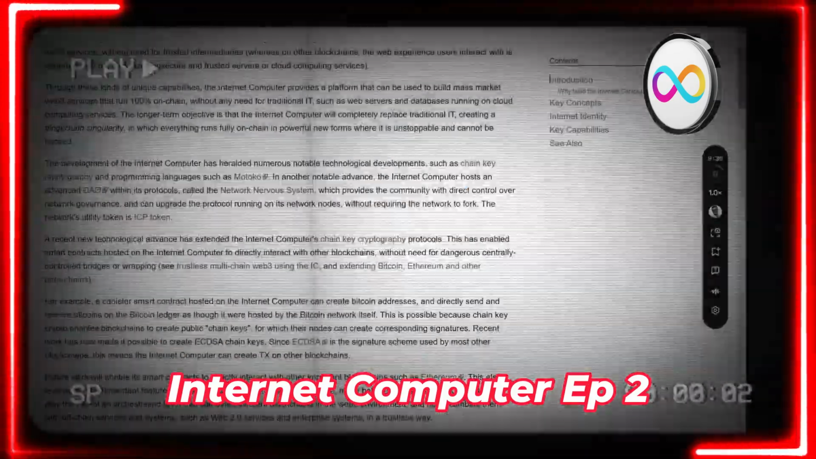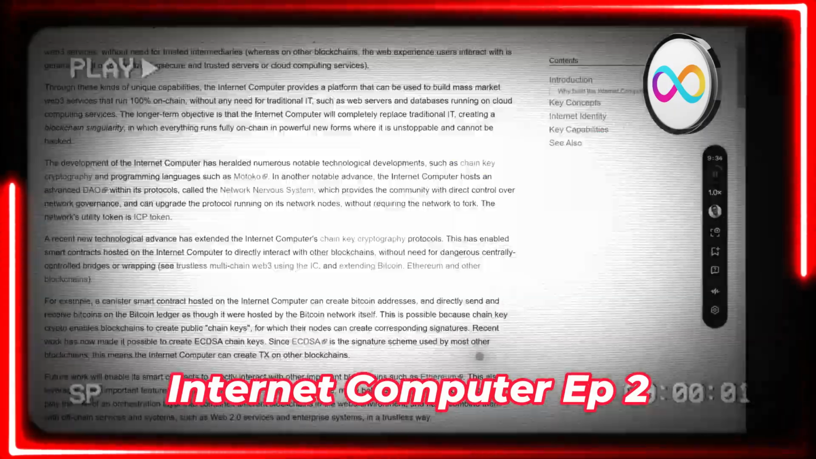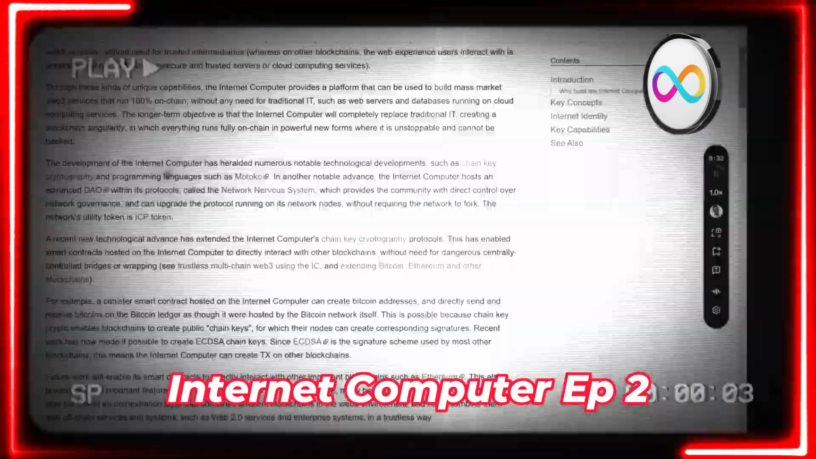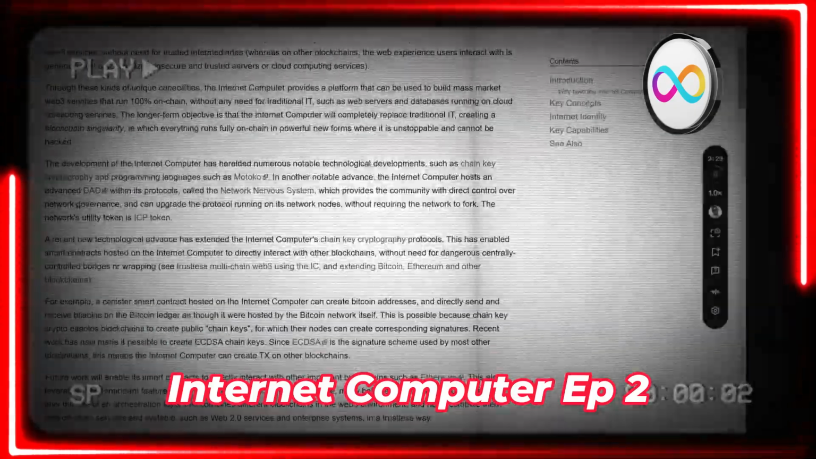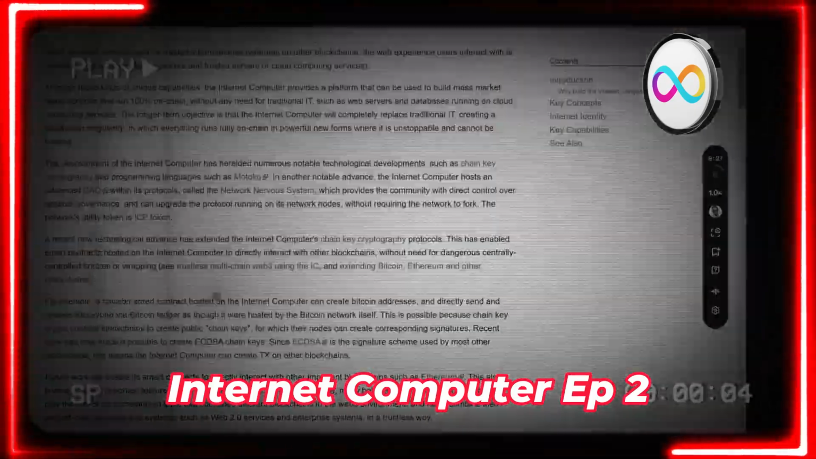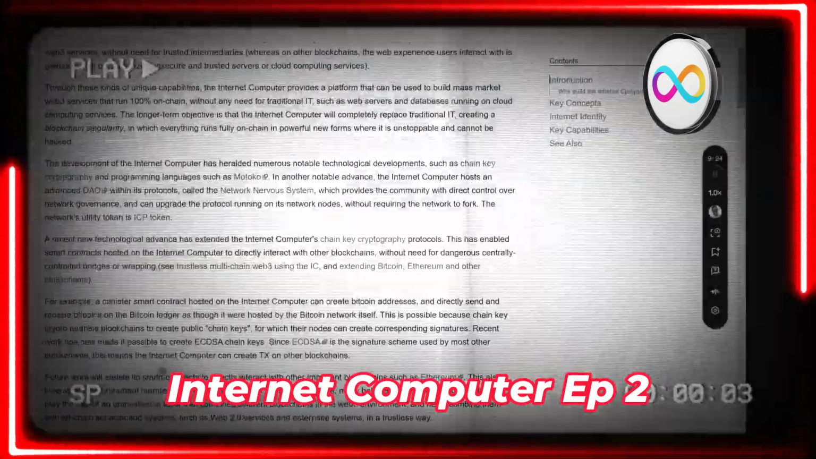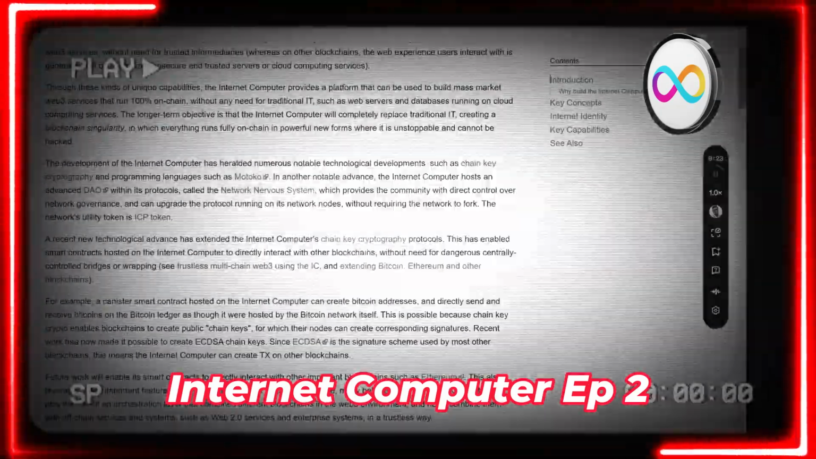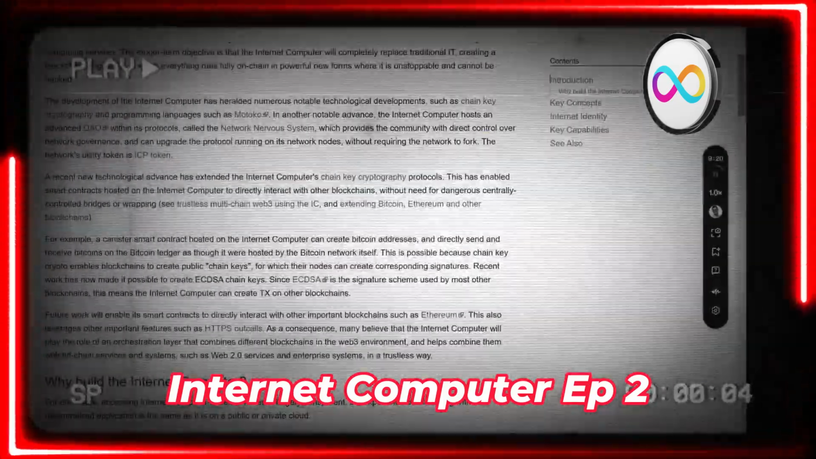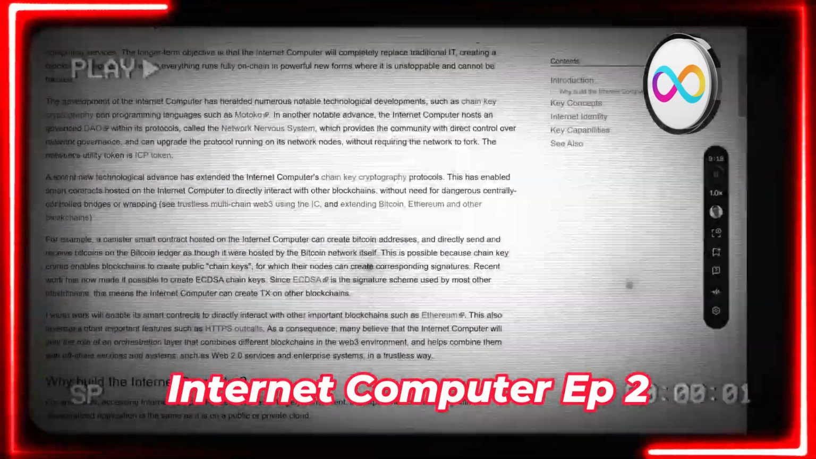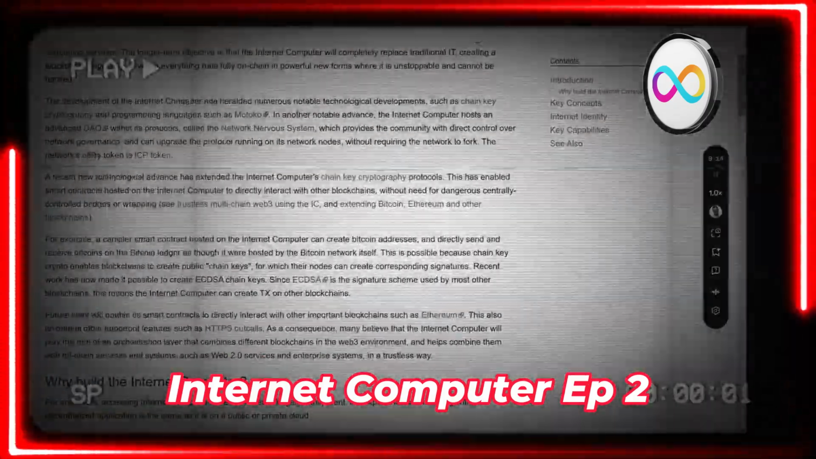A recent new technological advance has extended the Internet Computer's chain key cryptography protocols. This has enabled smart contracts hosted on the Internet Computer to directly interact with other blockchains, without need for dangerous centrally controlled bridges or wrapping, enabling trustless multi-chain Web3 using the IC, and extending Bitcoin, Ethereum, and other blockchains. For example, a canister smart contract hosted on the Internet Computer can create Bitcoin addresses and directly send and receive Bitcoins on the Bitcoin ledger, as though it were hosted by the Bitcoin network itself.